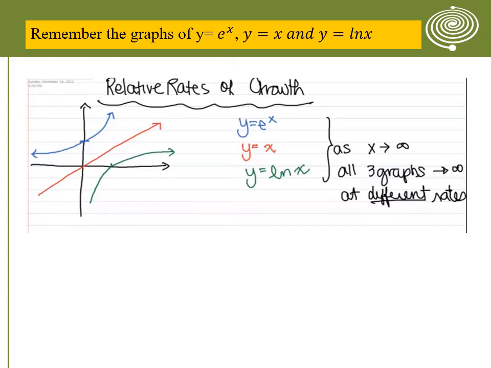The blue colored graph is the graph of y equal to e to the power of x. It's an exponential function. The red colored graph, or the linear graph, is the graph of y equal to x. And the green colored graph is a logarithmic graph, which is the graph of y equal to ln x. If you see the three of them, as x goes to infinity, all of them go to infinity, but all of them go to infinity at different rates. So we will be using the end behavior of these three graphs throughout our lesson.